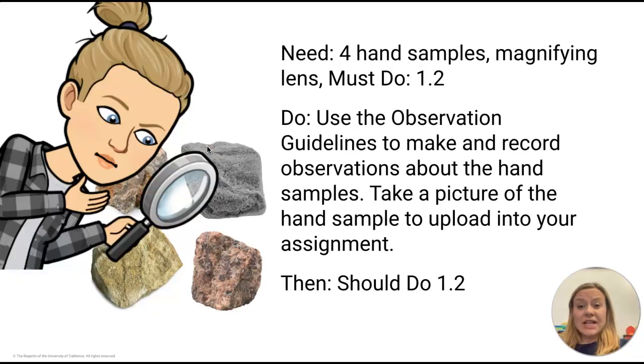For your assignment today, you're going to need 4 different hand samples, a magnifying lens, and the must-do 1.2 practice assignment. You're going to use the observation guidelines to make and record observations about the hand samples. Take some pictures of your hand samples to upload into your assignment, and then you can work on the should-do assignment.